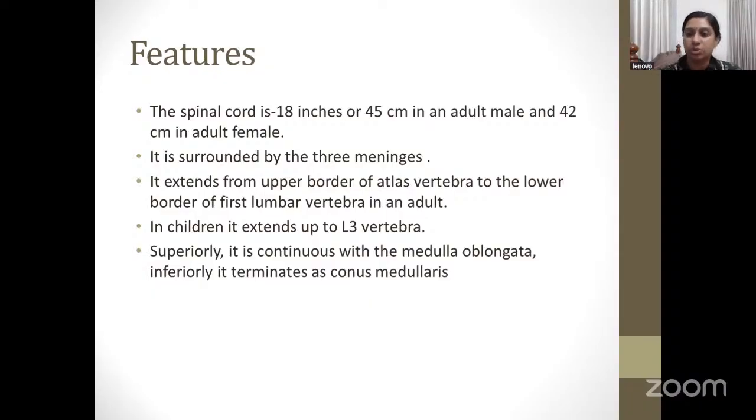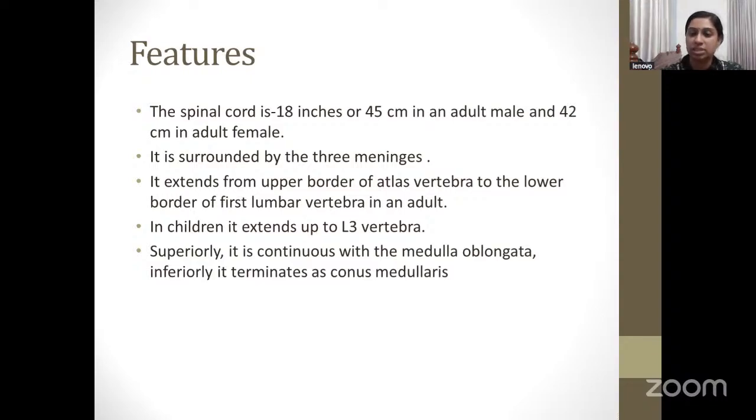So here we have to notice one point. Usually the spinal cord is contained only up to the 2/3 of the vertebral column. But in intrauterine life, up to the 3rd month, the spinal cord occupies almost the whole of the vertebral column.